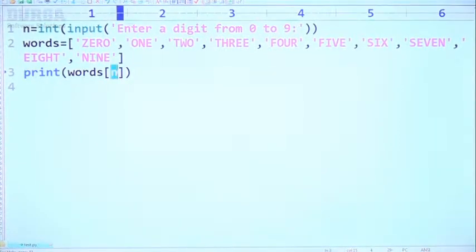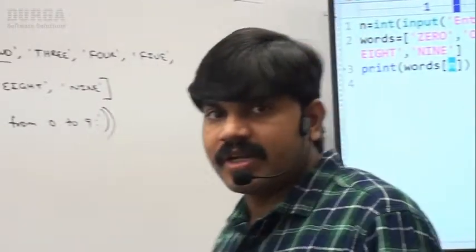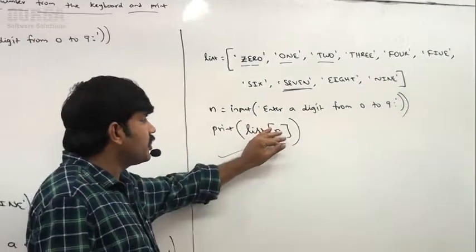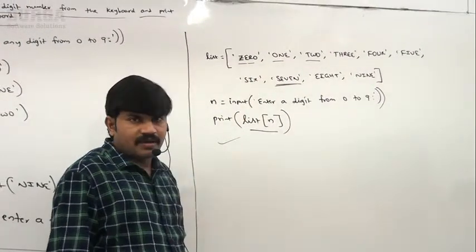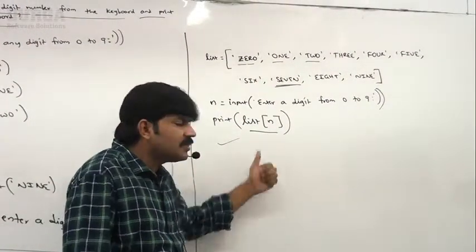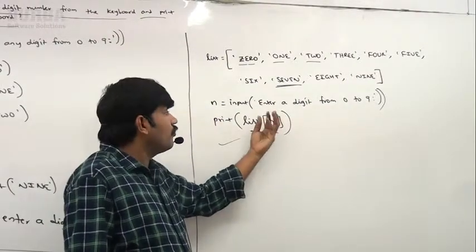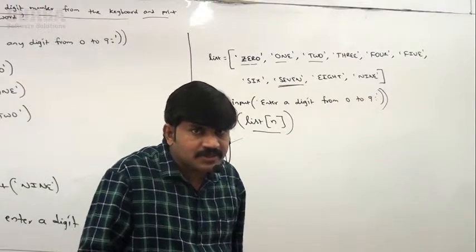By mistake, if you are trying to access with 100 or 120 something like that, then immediately you are going to get an index error. So before checking, you have to cross check whether it is already within the range or not, sir. This is the simple example to identify whether to convert the digit to word. Clear? Any doubt about this?